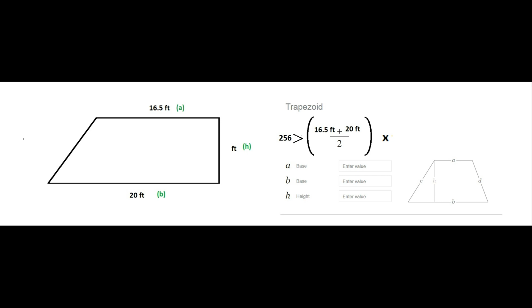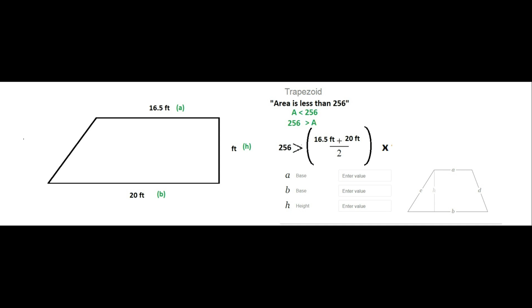We're going to replace that with a greater than sign. Now, why are we doing that? You might think we would put a less than sign right there, but it says here the area is less than 256. So you see that 16.5 plus 20 feet divided by 2 times x, all of that is area, and the area is less than 256. See how I put the green box up here? If A is less than 256, if I switch it around, 256 is greater than A, which is why, again, we have 256 is greater than 16.5 plus 20 divided by 2 times x.